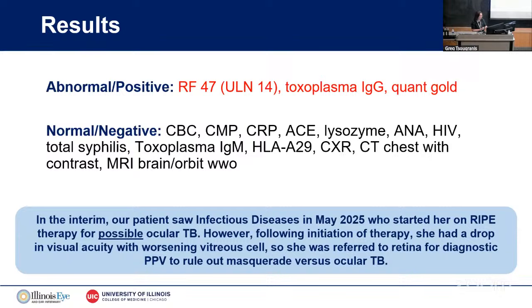They started her on RIPE therapy for possible ocular TB, and then shortly after initiation of therapy, she had a worsening of the vitritis and a drop in her visual acuity. So she was officially referred to the retina service at this time for a diagnostic vitrectomy for concern for masquerade versus ocular TB.